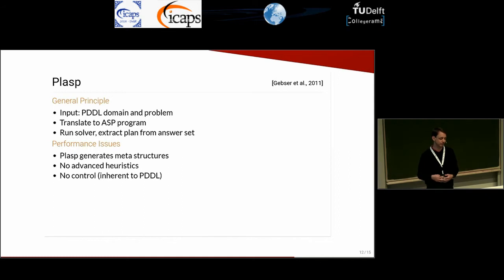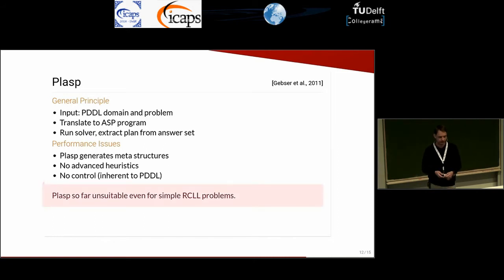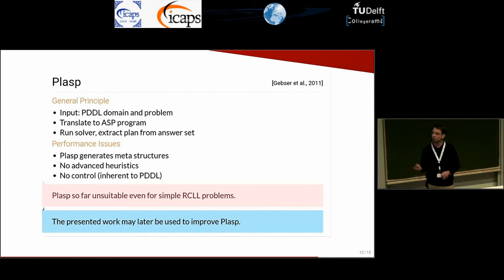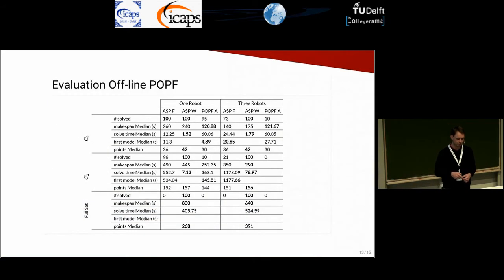It couldn't use any advanced heuristics, and there's no control, right? Because you can't specify the control in PDDL. And our system in particular addresses these metastructures issue and a little bit of the control issue. So this is what we gain more over what PLAS has been doing before. So it was simply unsuitable. And what we intend to do is that we take the work I'm presenting today and fold this back into PLAS and use that for the translation later on. We have also run this against PopF in an offline evaluation.